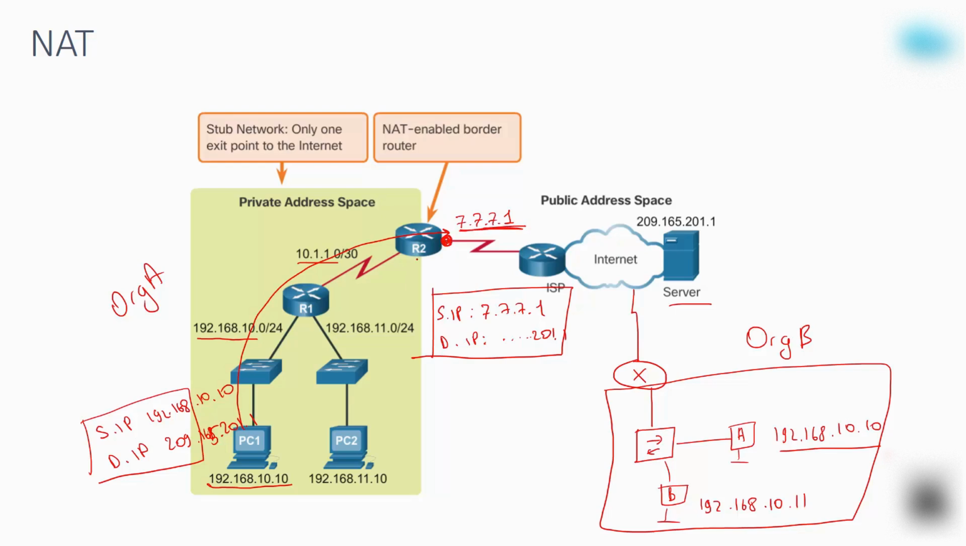A lot of computers from this organization can exit from the network through a single IP address by using the functionality of NAT. Even these two computers, which have absolutely the same IP addresses in local area networks, can also communicate with each other by changing their IP addresses.